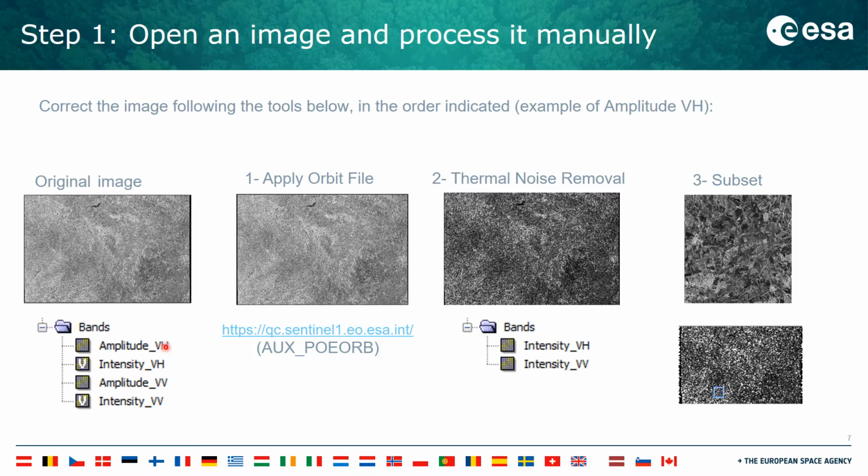Okay, so the first step that we need to do is apply an orbit file. But why? Well, this is just to correct the path of the orbit from where it was expected to be to where it really was.